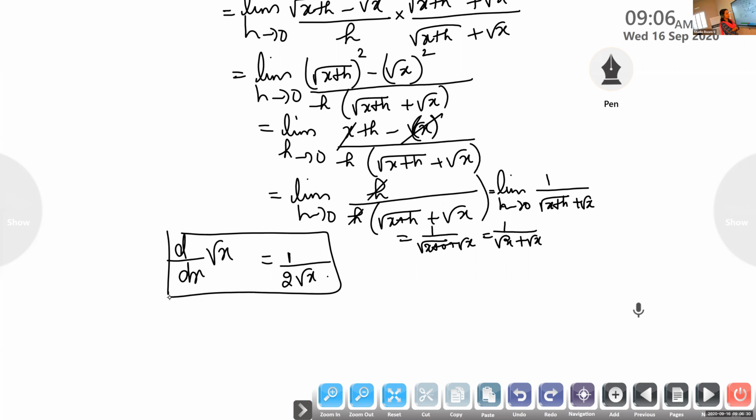Is it clear? So whenever you are given a polynomial function or rational function, we can find the derivative using first principle. Or if a formula is there, we can apply the formula also.